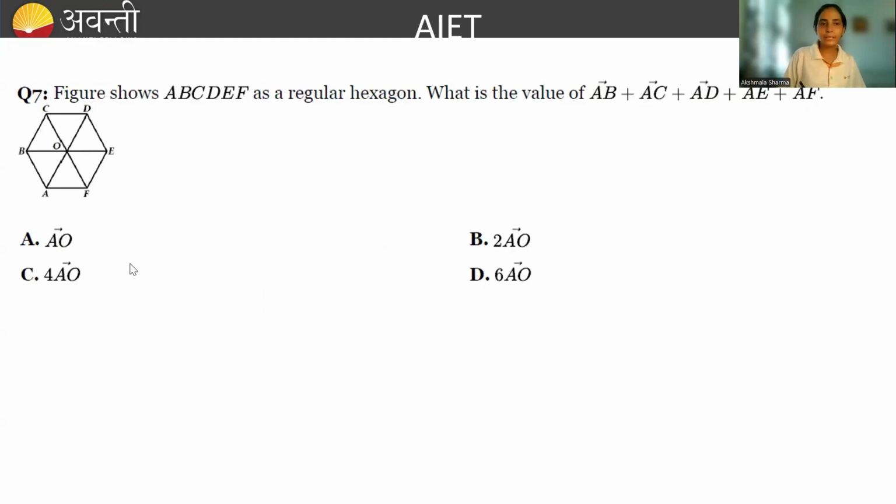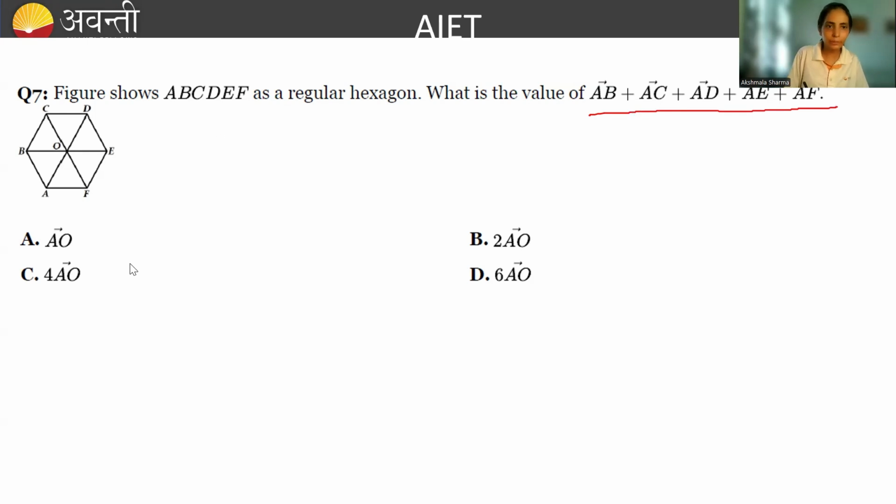Now let's look at this question. The figure shows ABCDEF as a regular hexagon. What is the value of AB plus AC plus AD plus AE plus AF? Done. So let's solve it. You can easily solve this question if you know the basic rule of addition for vectors, right? That pictorial addition.